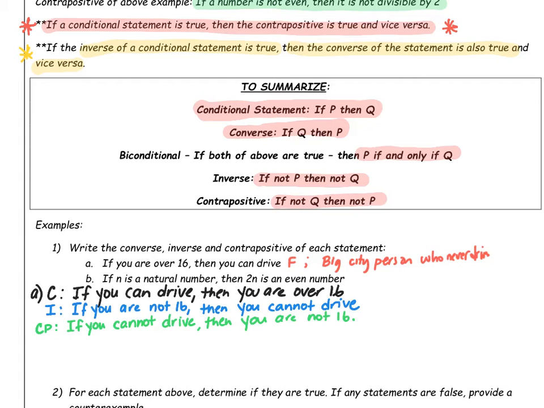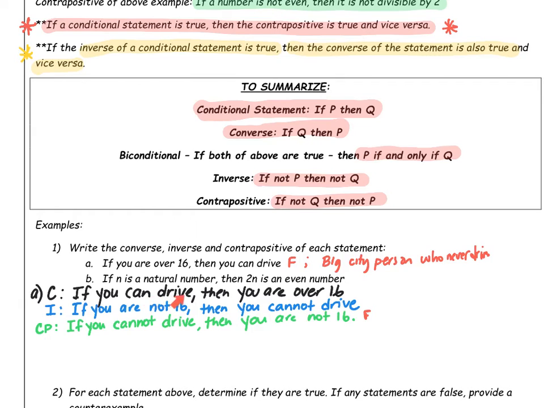Okay, and then remember it says that if the conditional statement is true or false, then the contrapositive will be the same, right? So my contrapositive will also be false. So if it says if you cannot drive, then you are not 16, so imagine that you are unable to drive, and then you are not 16. Okay, so that is also false because the conditional statement is false. And then if I look at my converse, because those are the ones that are positive, it says if you can drive, then you are over 16.